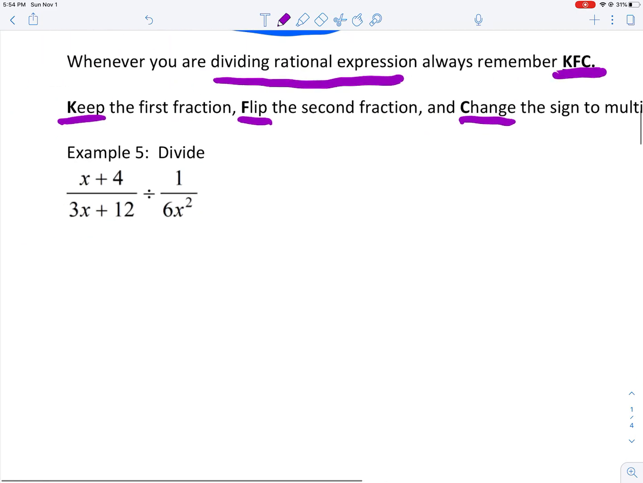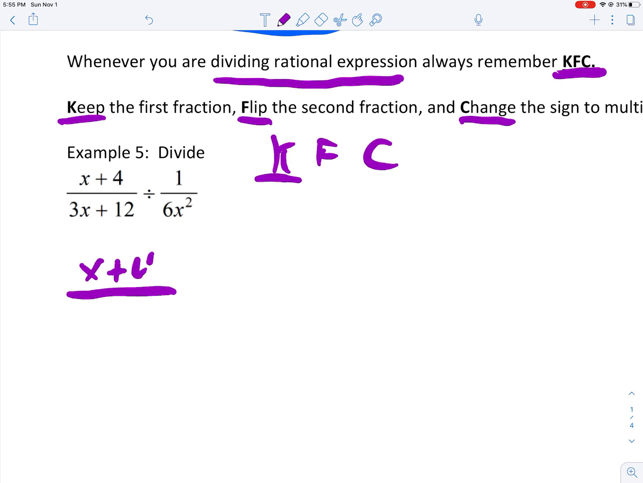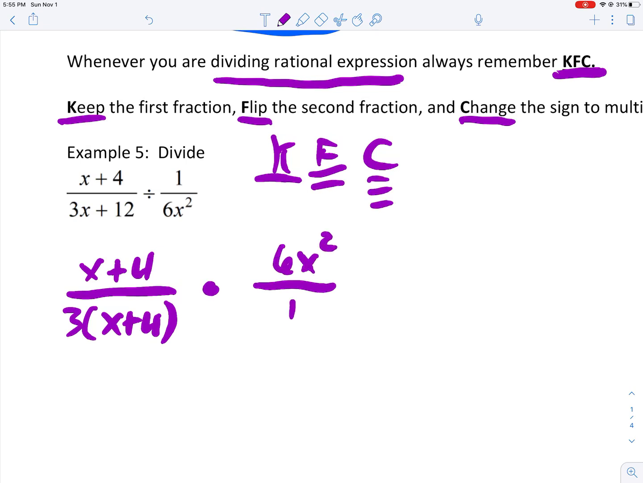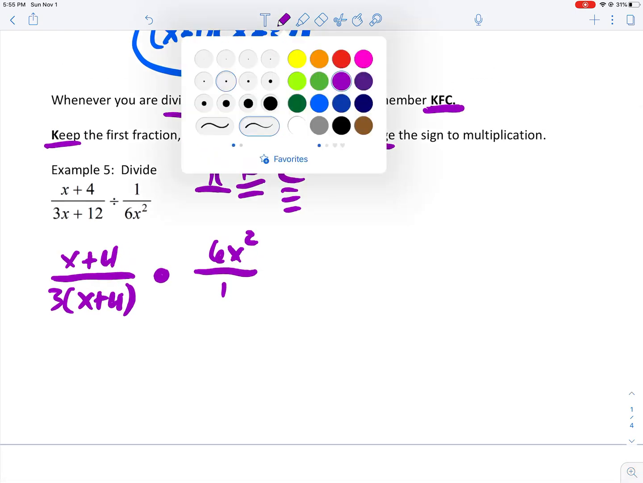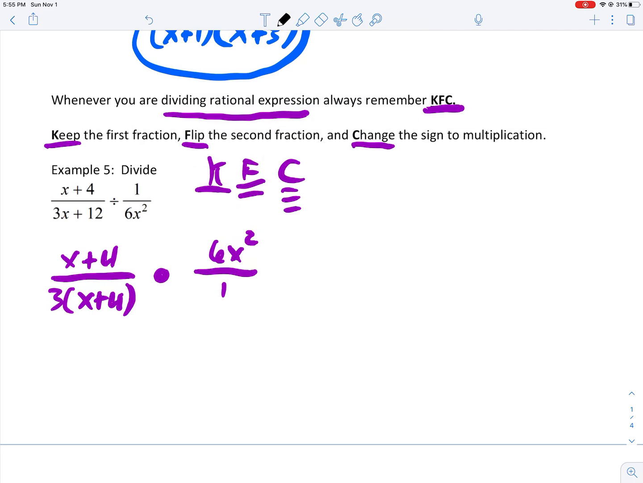So first fraction, I'm going to keep. KFC, keep. So x plus 4, I'm going to factor the denominator. So 3 times x plus 4, because I see the GCF. Take the reciprocal, flip the second fraction. Change the sign to multiplication. So now, just like I did the first few problems, are there common factors that I can reduce? The x plus 4, so there's a 1 left. The 3 goes into there once, into there twice. So now if I multiply, 1 times 2x squared is 2x squared. 1 times 1 is 1. Or we don't have to write it like that. We can just leave it as 2x squared.